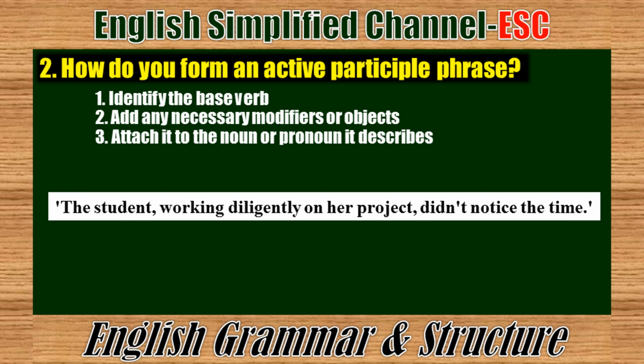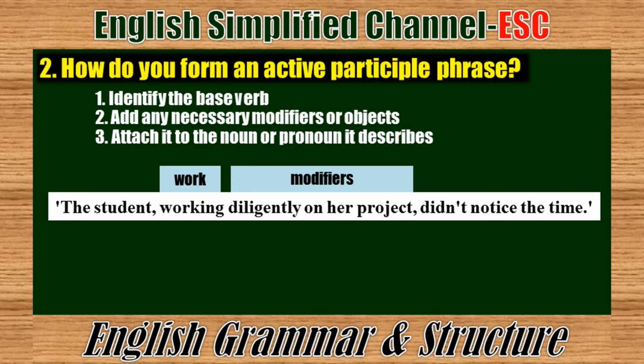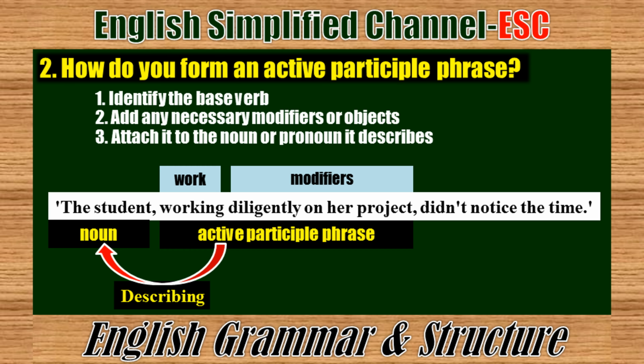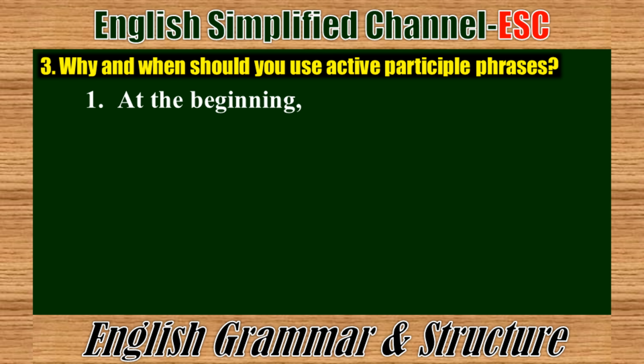For example, the student working diligently on her project didn't notice the time. In this sentence, the base verb work becomes working, the modifiers are diligently on her project, attached to the student as the noun or subject being described. Now you understand, right? Let's move on to question number 3. Why and when should you use active participle phrases?